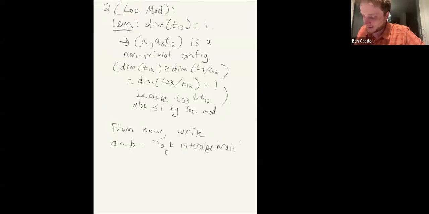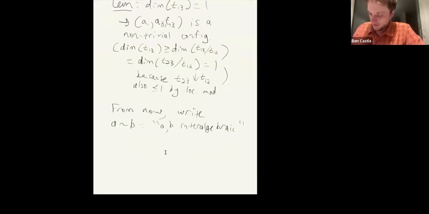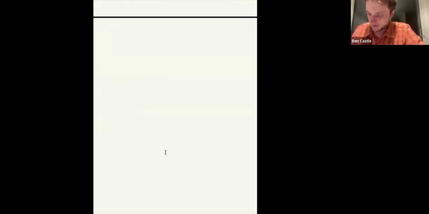Because there's going to be a whole lot of things being interalgebraic, I'll just say A tilde B. That's what that means. So here's the lemma. And I'm just going to state it because there's just no motivation at all for this. So here's our coordinate-wise interalgebraicity lemma.